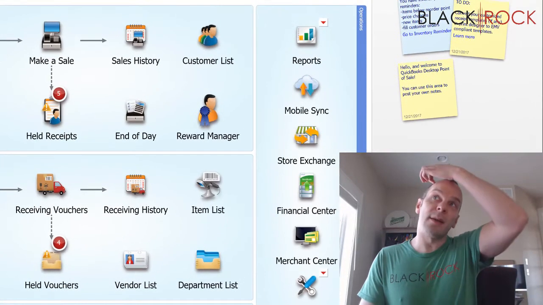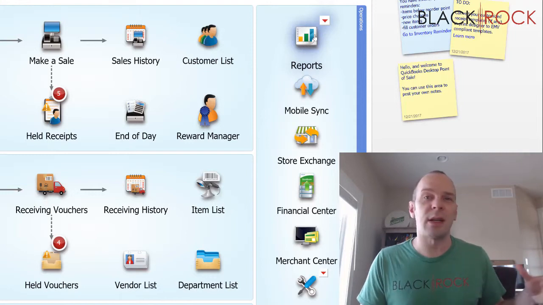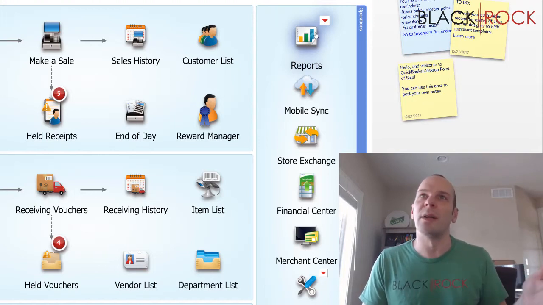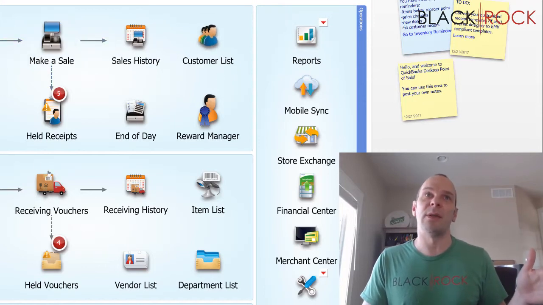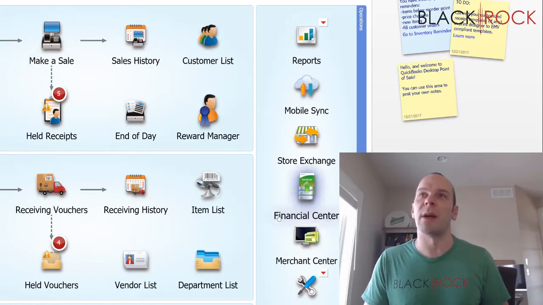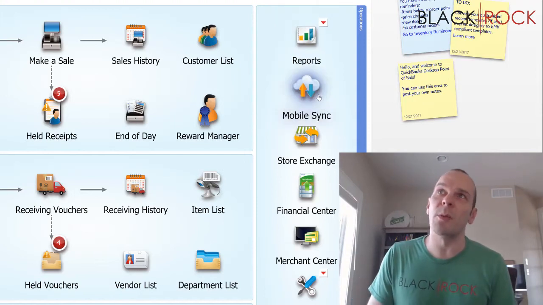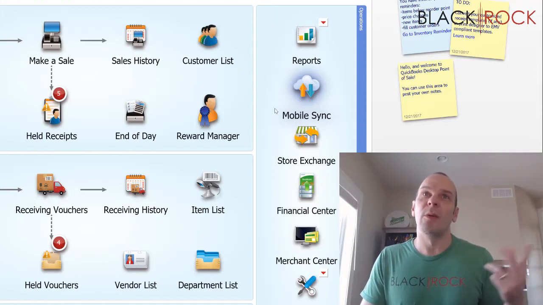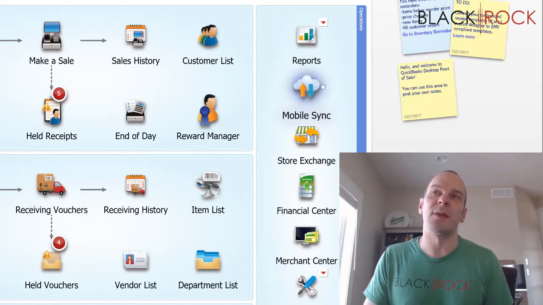And then on the right-hand side, we have operations. So reports is a humongous area where there's all different statistics and reports and numbers that you can look at according to what you want to do a report on. You can pretty much make reports on every section over here if you think about it. Mobile sync, if you have QuickBooks payments and GoPayment, you can actually check people out on your phone with any items that you've designated as mobile. So these are the settings for that.